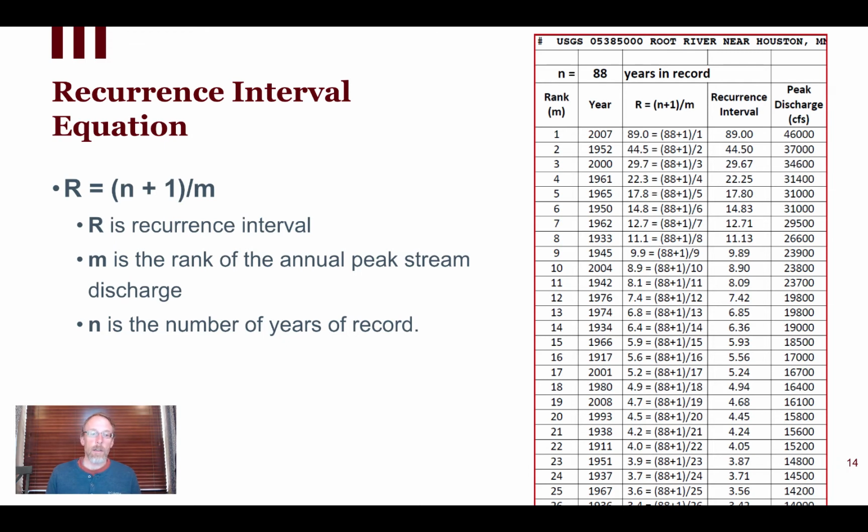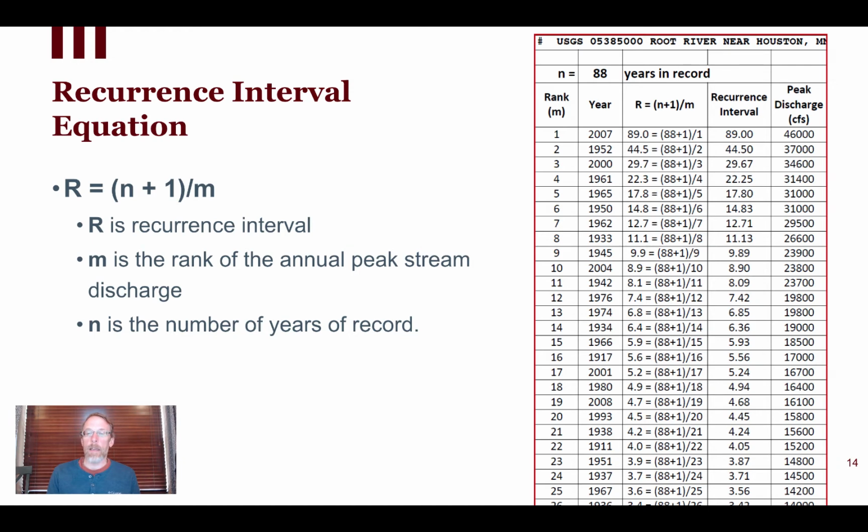First, recurrence interval, which is a capital R, equals the quantity n plus 1, where n is the number of years of record, divided by m. So I've got a table of data here on the left side from the Root River in Houston, Minnesota. You can see the first column is the rank. So the 2007 flood was the largest flood in this river that was ever recorded, and its peak discharge on the right side of the table was 46,000 cubic feet per second.